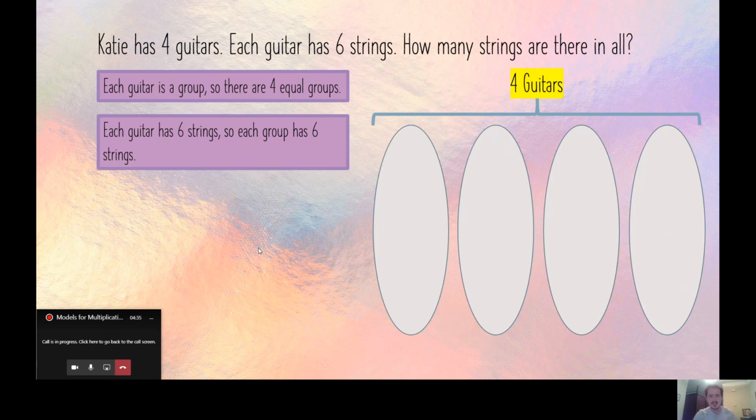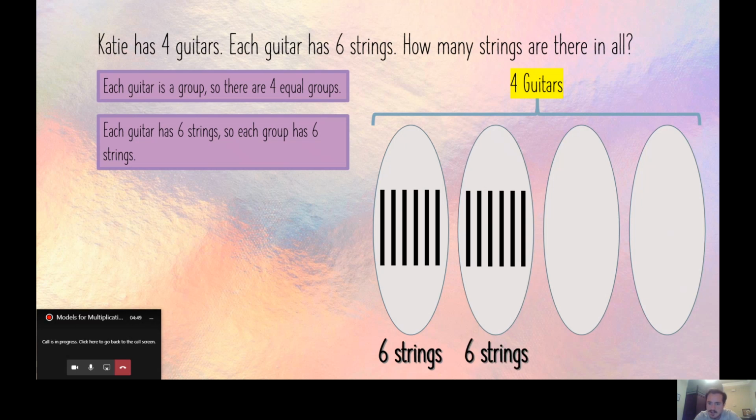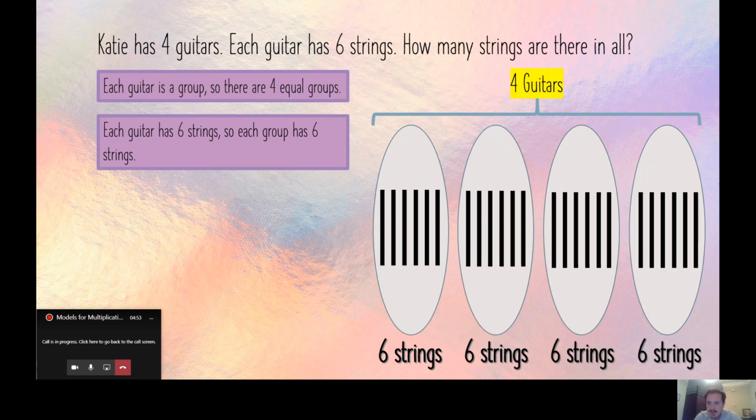Each guitar has 6 strings, so each group has to have 6 strings. So when I look at my equal groups, how many strings do I have to draw inside each one? 6, right? Let's do that. 6 strings in the first one, 6 strings in the next one, 6 strings in the third one, and 6 strings in the fourth one.